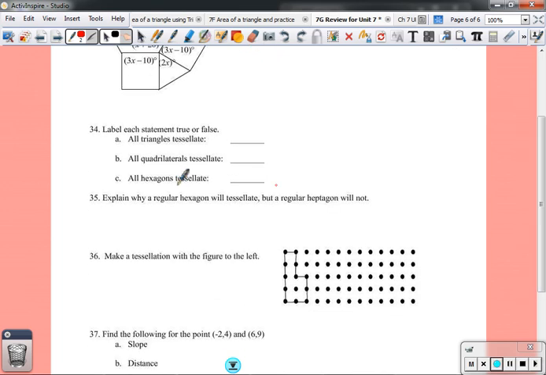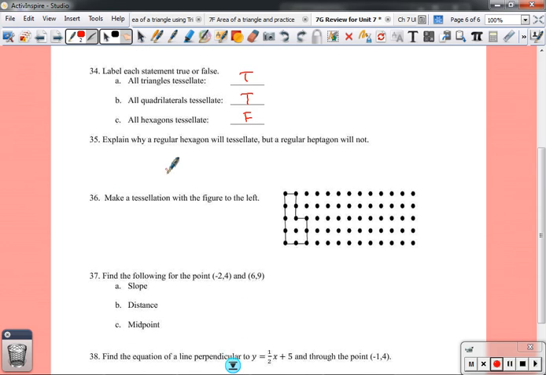Label each statement as true or false. All triangles tessellate. True. All quadrilaterals tessellate. True. All hexagons tessellate. False. Regular hexagons tessellate. Okay? Not all hexagons.